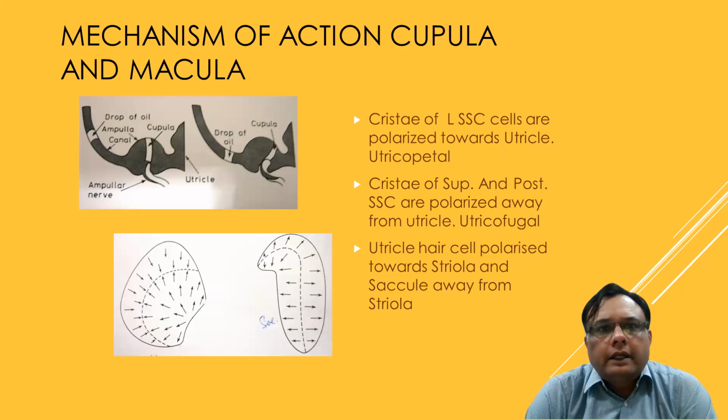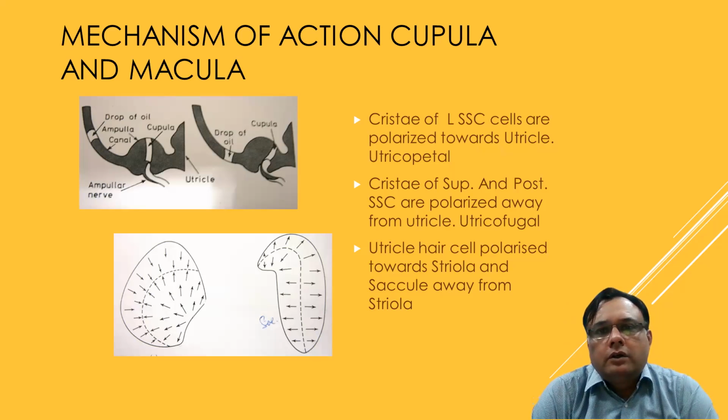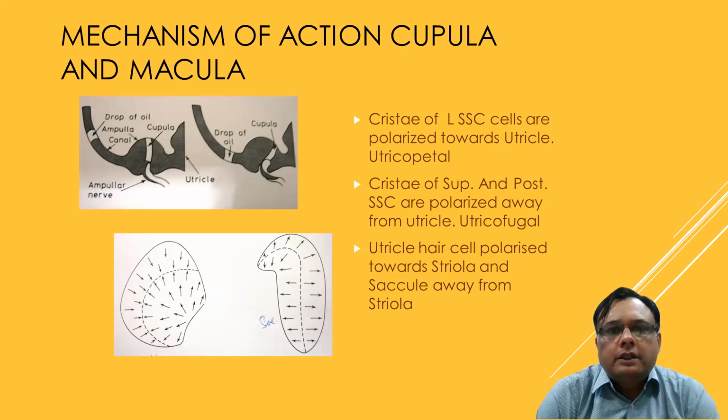Mechanism of action, cupula and macula. This is the diagram showing the mechanism of action. Crista of the lateral semicircular canal cells are polarized towards the utricle, that is utriculopetal. Crista of the superior and posterior semicircular canals are polarized away from the utricle, that is utriculofugal. Utricle hair cells are polarized towards the kinocilium, and saccule away from the kinocilium.